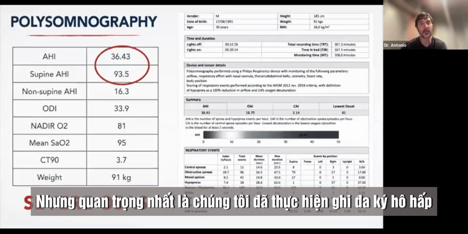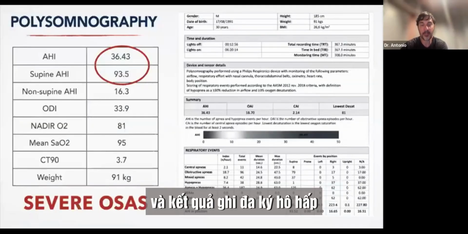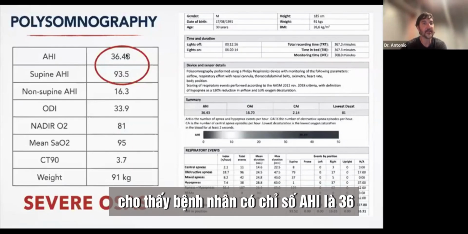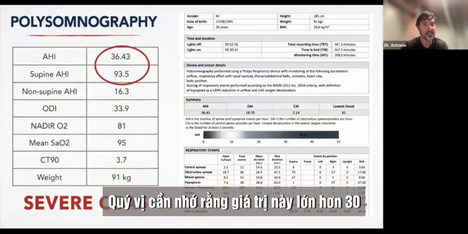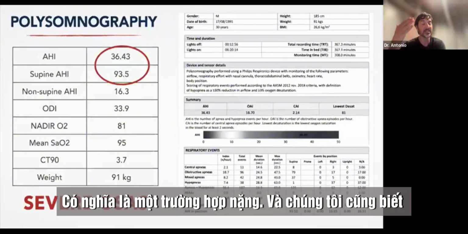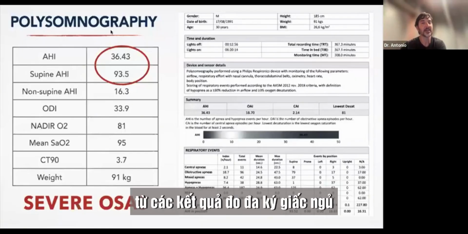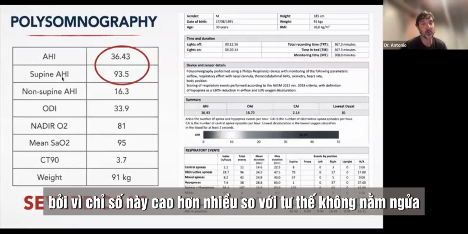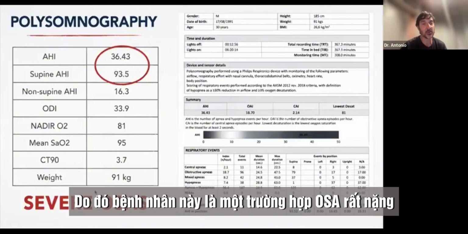But mainly we made the polygraphic examination, and the polygraphic examination of the patient before starting the treatment says that he has an AHI value of 36. You have to remember that a value more than 30 means a severe case, and we also know from the polysomnographic exams that he has a big component of supine AHI value, because it is much more than in non-supine position. So this patient has a very severe OSAS. It is a very severe OSAS case.